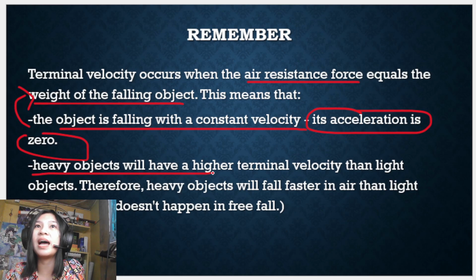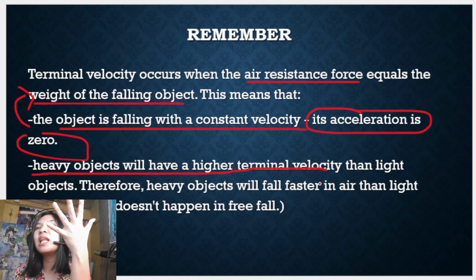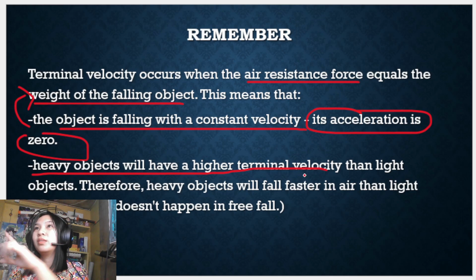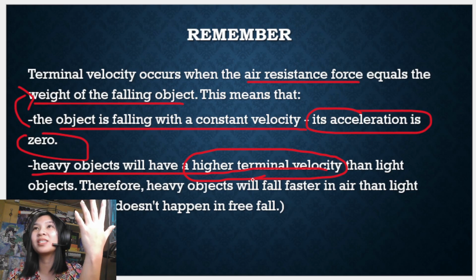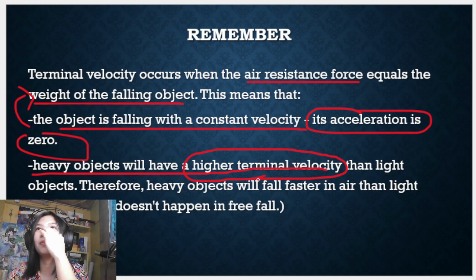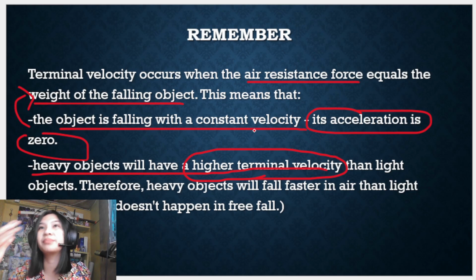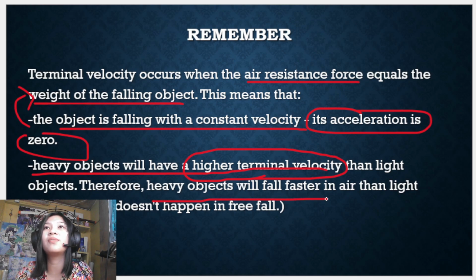Heavy objects will have higher terminal velocity. Because their weight is higher, they must increase their speed more. The more they increase their speed, the higher their terminal or last velocity before they become constant, compared to the light objects. Therefore, heavy objects will fall faster in air than light objects.